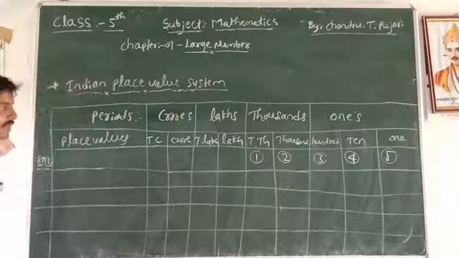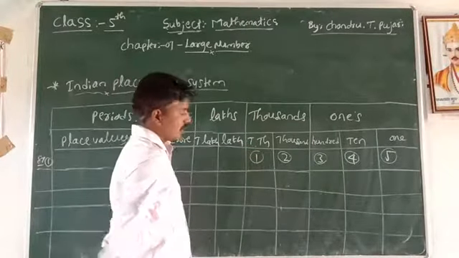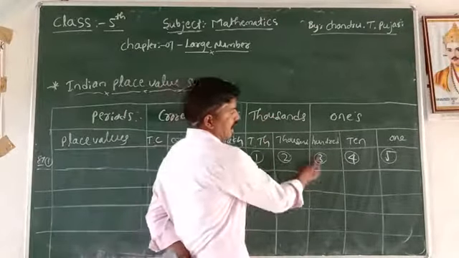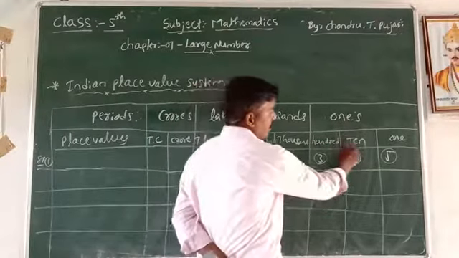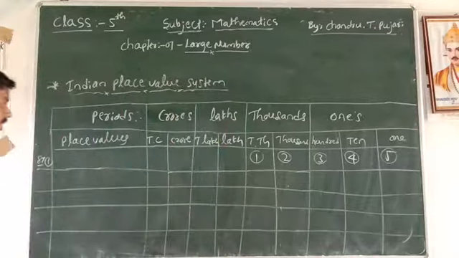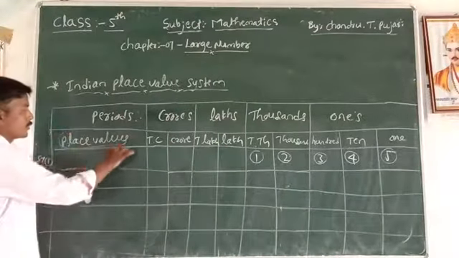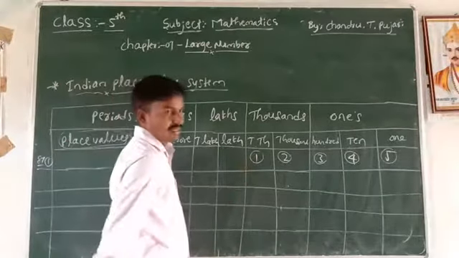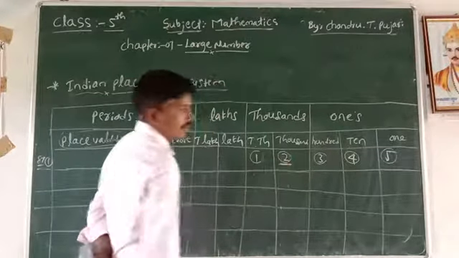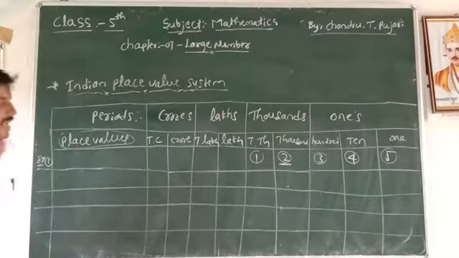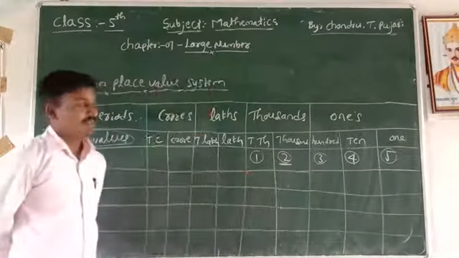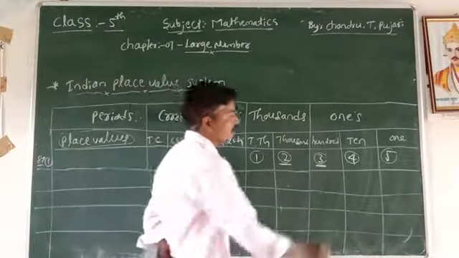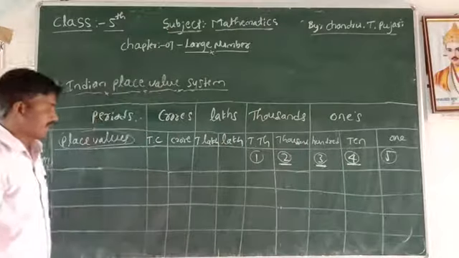How can you read this number? The reading is 12,345. And also place values. What is the place value of 1? 10,000. What is the place value of 2? Mark the 2. Place value of 2 is 2000. Place value of 3 is 300. Place value of 4 is 40. Got it? Numbers like this.